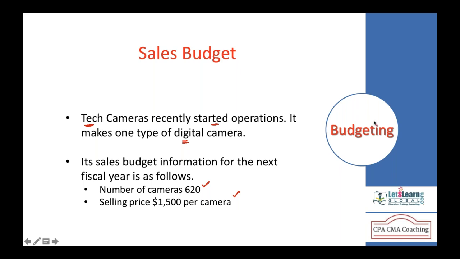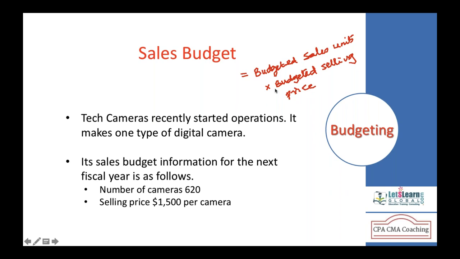Based on this, you need to establish a sales budget. Selling price is given and sales quantity is also given. A sales budget can be prepared with the help of the formula: budgeted sales units times budgeted selling price. So we know the budgeted number of cameras here, and we know the budgeted selling price. Cameras and selling price, both are available.